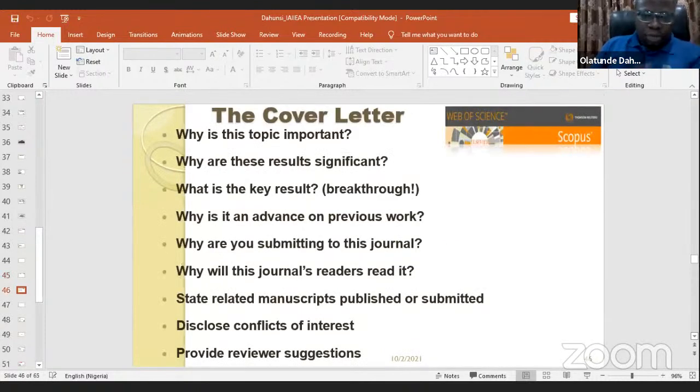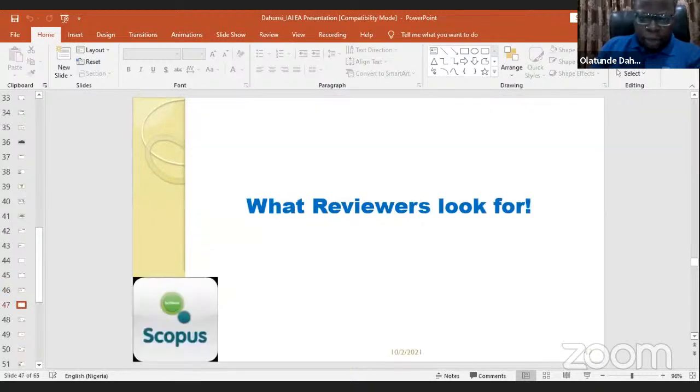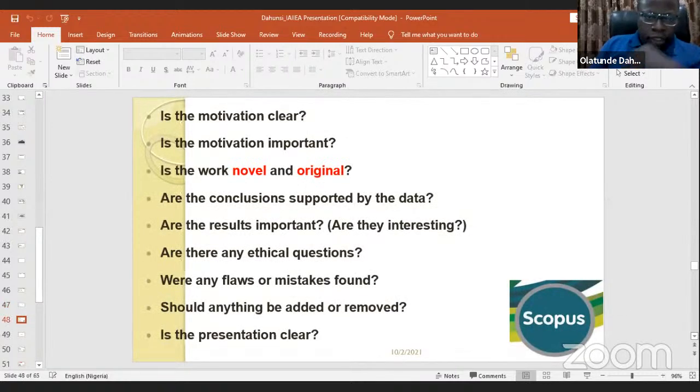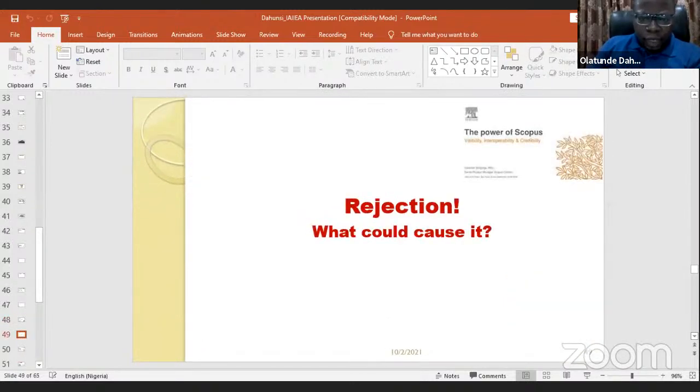So these are the things you see in the cover letter. Let me not go through this one because of my time. Now, what will the reviewers look out for in your paper? The motivation. Is it novel? Is it original? The conclusion. Is the result important? Is it going to add knowledge to your field? Then they look at the people that are going to read it, the people that you are actually targeting, the audience. Will they take the work to be important or serious? Is it going to add anything to them? The reviewers will look at all of these things before they ask them to publish your work. And is your work clear in terms of presentation? These are issues they will look at.